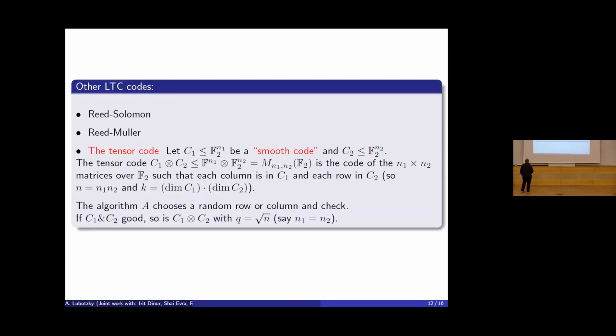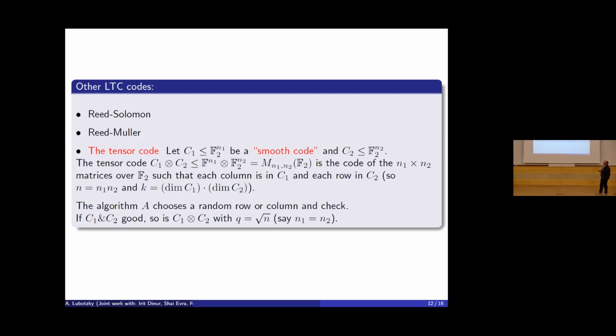There are other locally testable codes, and I will just mention the Reed-Solomon and the Reed-Muller codes, but all these codes do not satisfy some of the other properties. If they are locally testable, they are not good. Let me stop for a second on the so-called tensor code, which is maybe less known than the others, but that's the one we are going to use also.